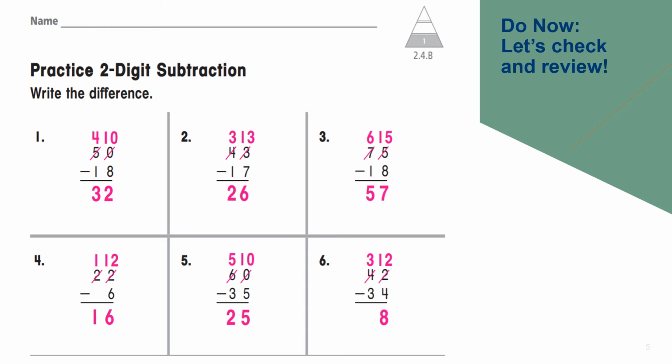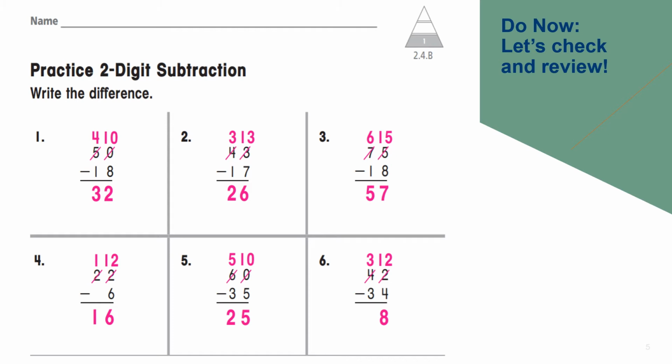Number 5, I have 60 minus 35. So remember, I'm always going to start with my ones place. So I can't subtract 0 minus 5. So that means I have to regroup, and I need a 10. So I'm going to go to my tens place, and that 6 is now a 5, and my 0 ones is now a 10 because I took a 10 away. So 10 minus 5 gives me 5. 5 minus 3 gives me 2. So my answer is 25.